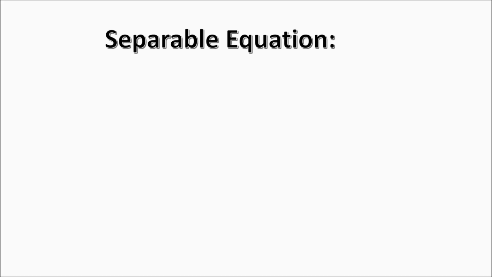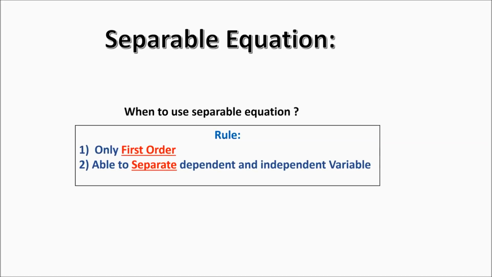So, what is a separable equation and when do you use it? For this case, there are two rules to follow. Rule number 1, only first order is allowed. And rule number 2, you must be able to separate the dependent and independent variables. If you have fulfilled these two rules, you are able to use a separable equation.